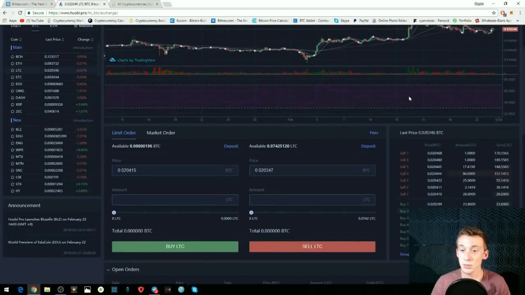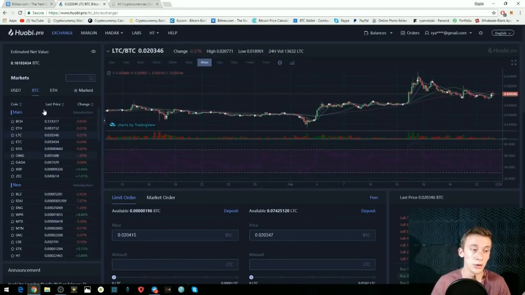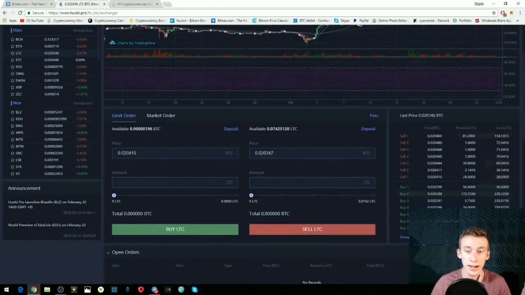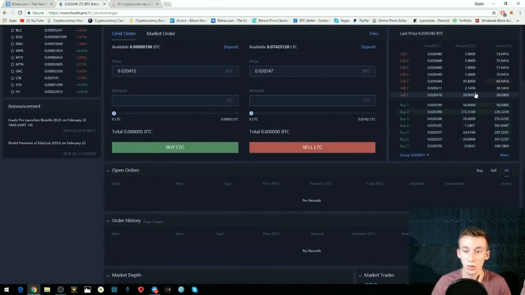So that's the exchange part of things. It's rather understandable. It's very simple. You have your cryptos that you need to find to purchase on the left here, the graphs right here. Down here you buy, sell, and then these are all the orders that just went through, open orders, order history.